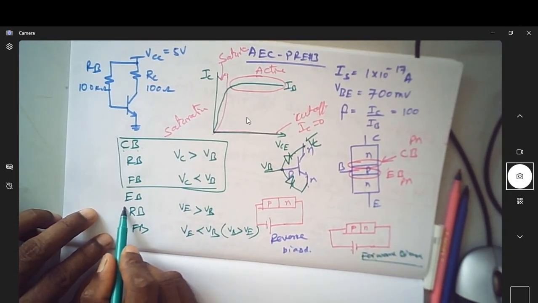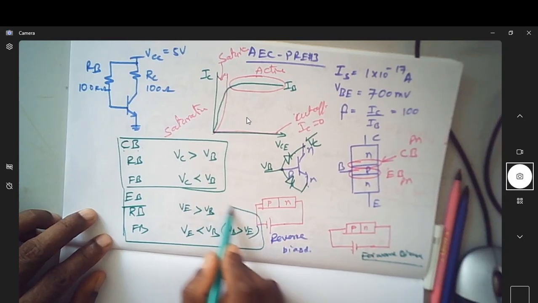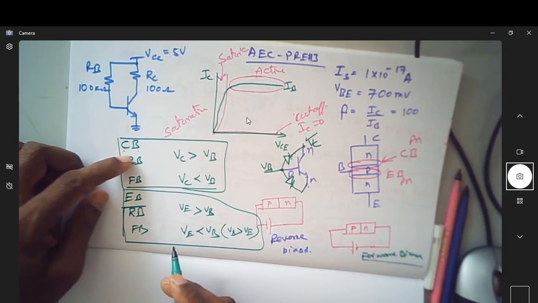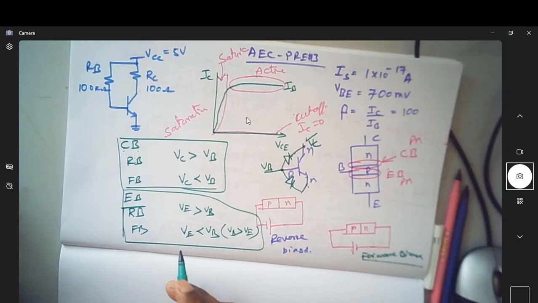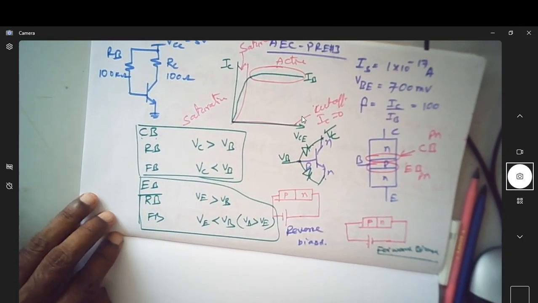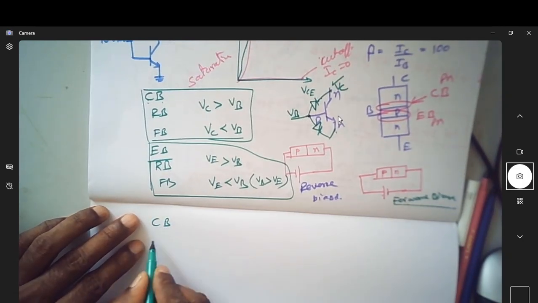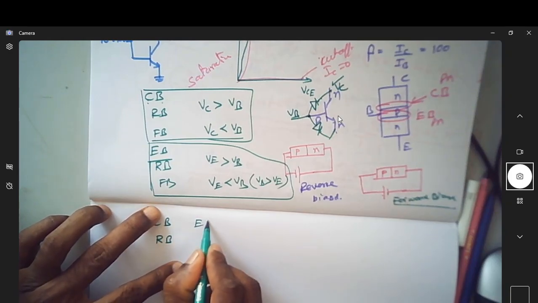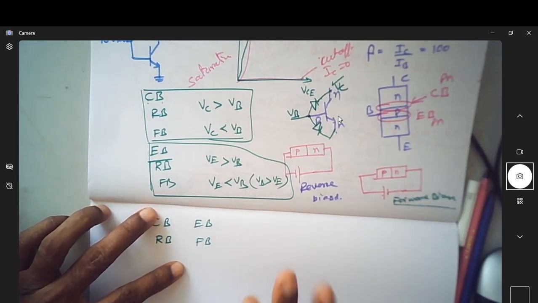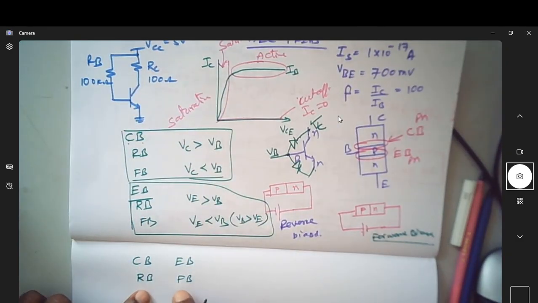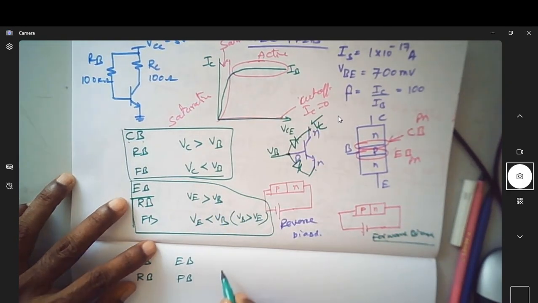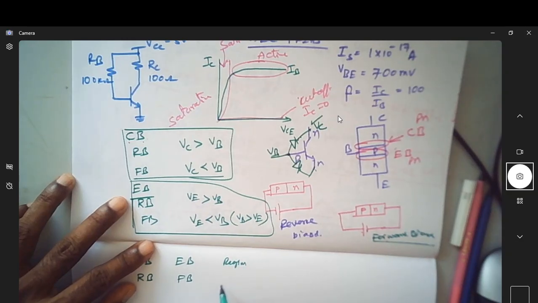So now you have two junctions and four possibilities: reverse bias, reverse bias; reverse bias, forward bias; forward bias, reverse bias; forward bias, forward bias. Actually we have only three combinations. If the collector-base junction is reverse biased and the emitter-base junction is forward biased, then, since for a transistor to operate the emitter-base junction has to be forward biased, we will be operating in the active region.